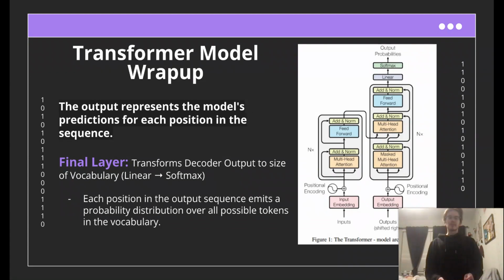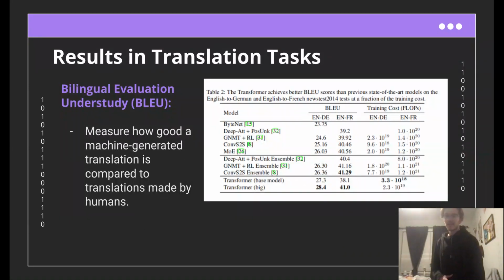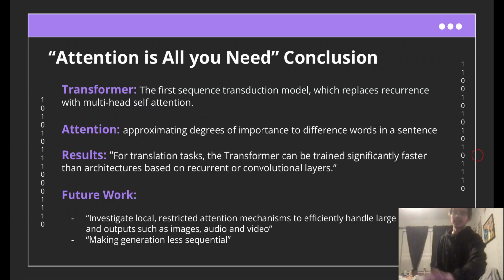After the decoder produces its output, it gives the model's predictions for each position in the sequence, so what's most likely to come next. It does that through a linear network and then a softmax function. Its results were very good on translation tasks. In the paper, it performed better on BLEU than any other model or architecture at the time, and has since become the standard for these kinds of sequence transduction tasks.